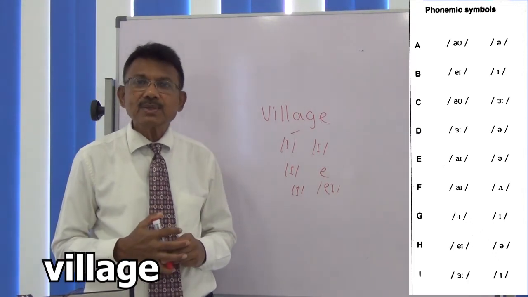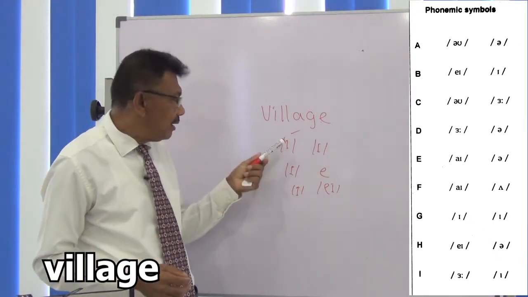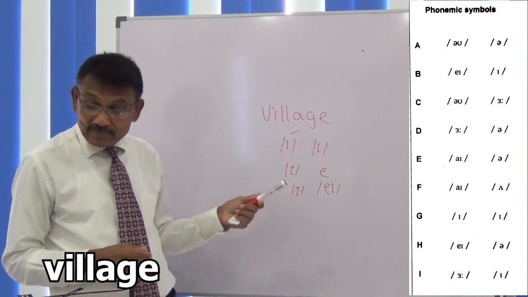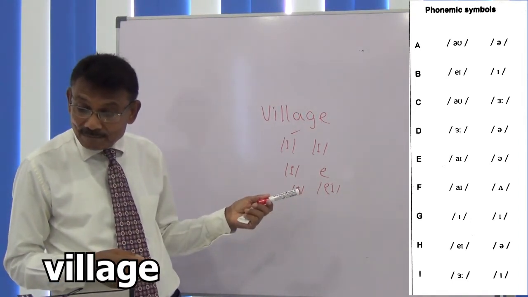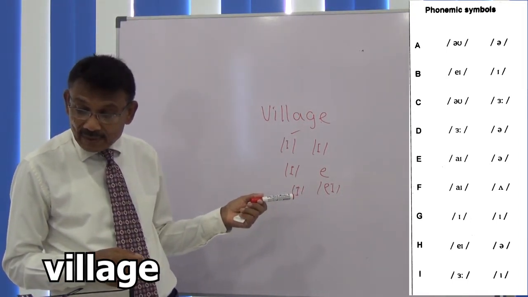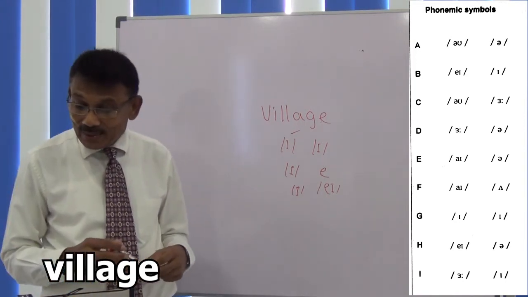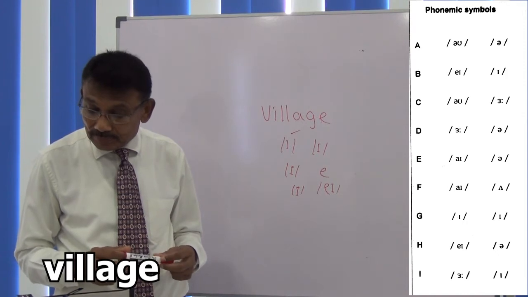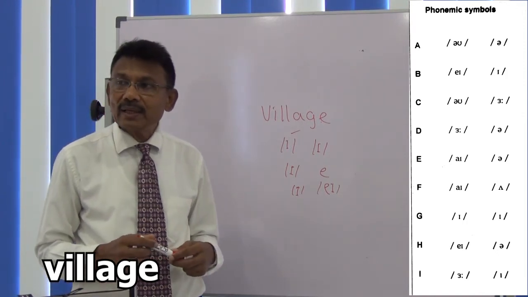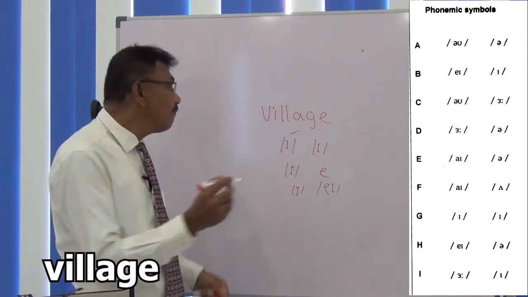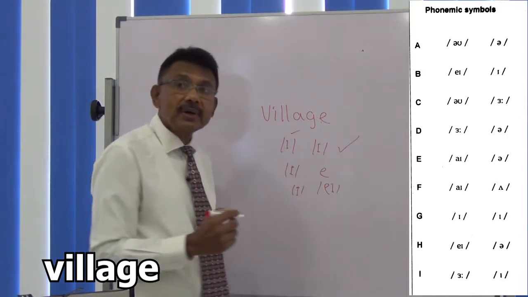So what is the correct pronunciation? Is it G? Is it there? No, this one, right? ENA is not there. So what do you think is your answer? Well, of course this is correct, right?